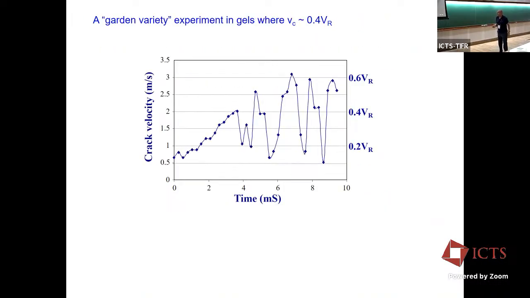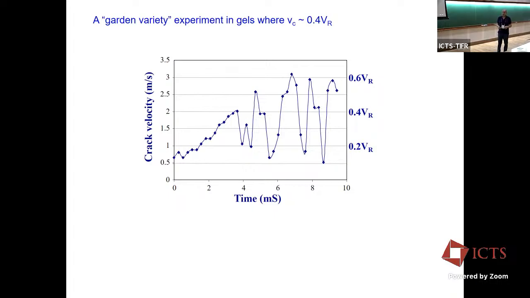Now, these are experiments in gels. The Rayleigh wave speed here is about 5 point something meters a second. So the critical velocity here is about 0.4 of the Rayleigh wave speed, and that's what we saw in glass or in brittle acrylics as well. So things start to go crazy at about 0.4 of the Rayleigh wave speed.